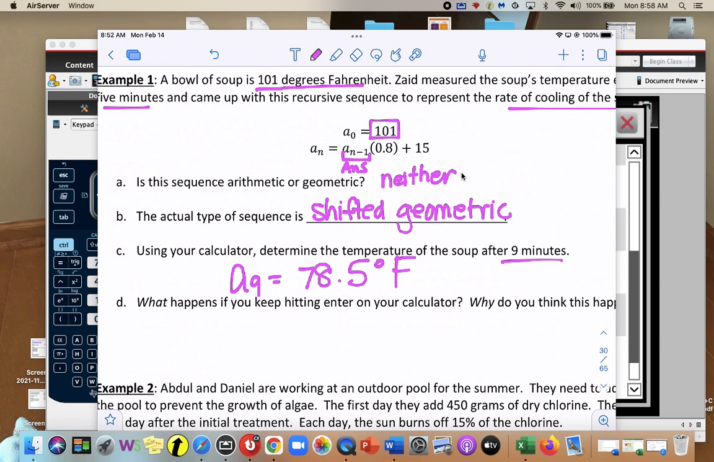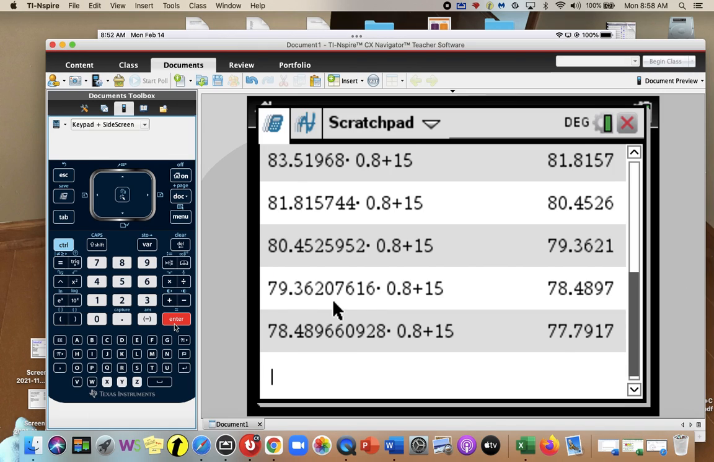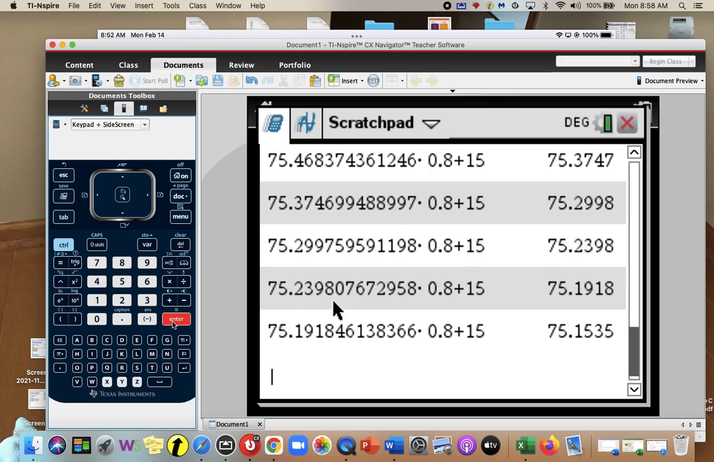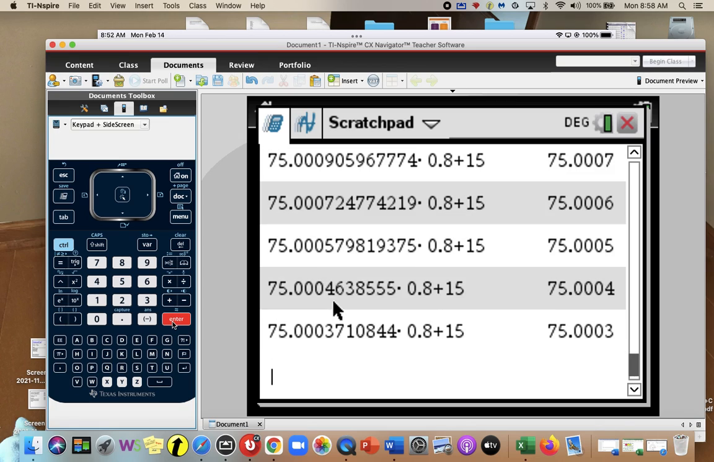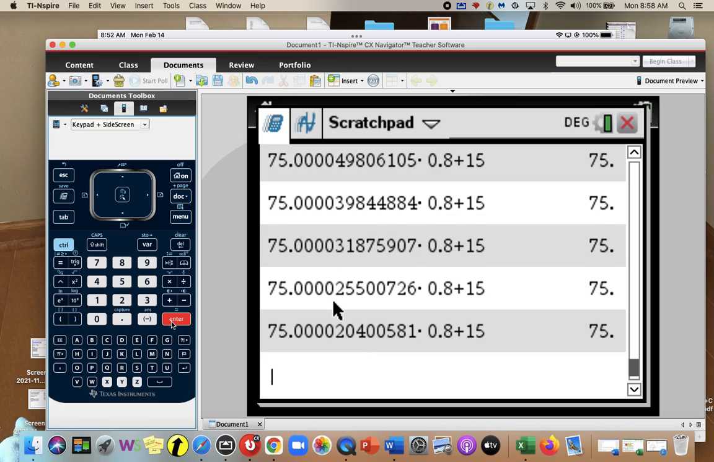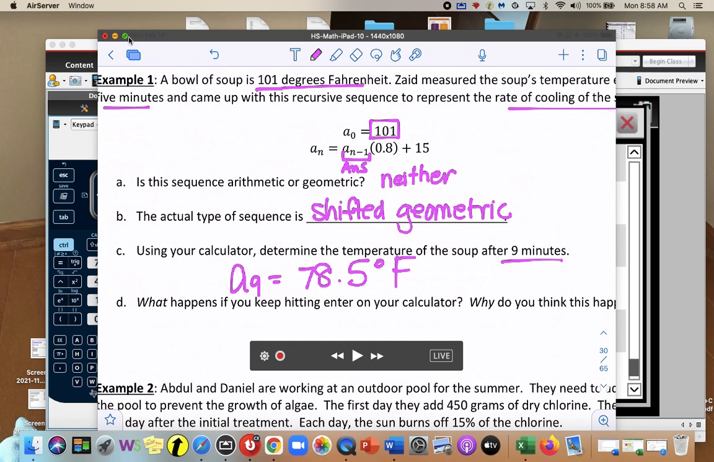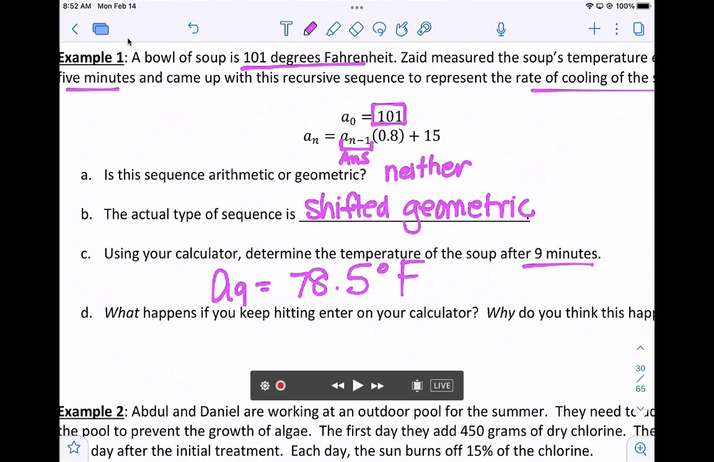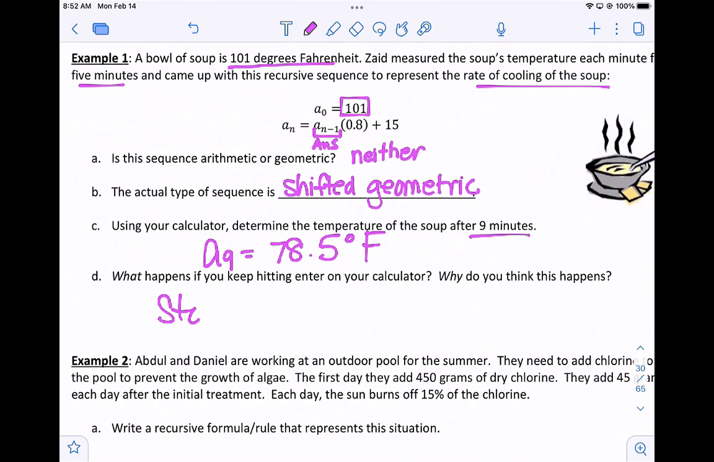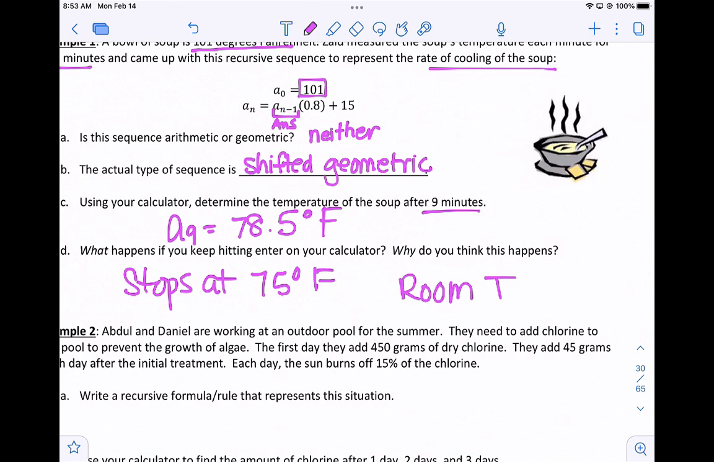So then it says, what happens if you keep hitting enter on your calculator? All right. Let's hit enter and see what happens. Okay, it's still going down. Oh, but if you notice, it stopped at 75. So right here, what happens if you keep hitting enter on your calculator? It stops at 75 degrees. Why do you think this happens? Well, it must be room temperature, right? Because unless you put in something cooler into the soup, it's not going to go lower than room temperature.